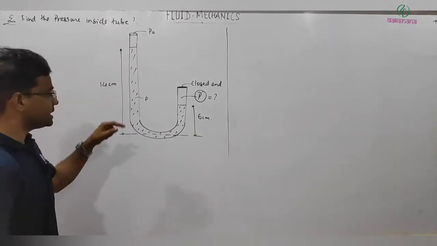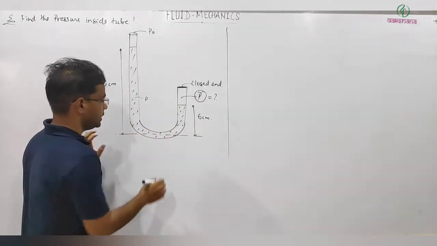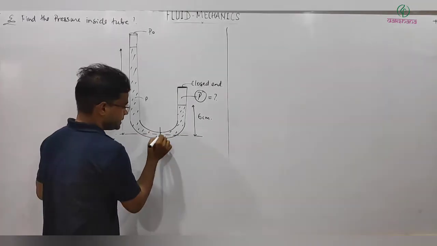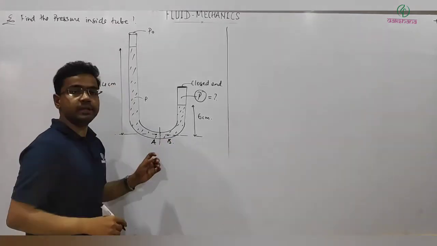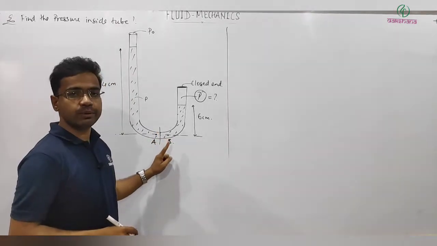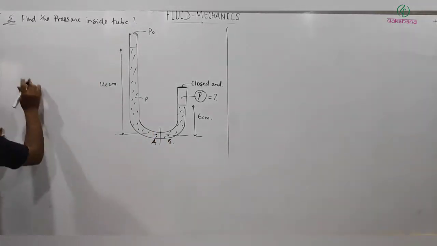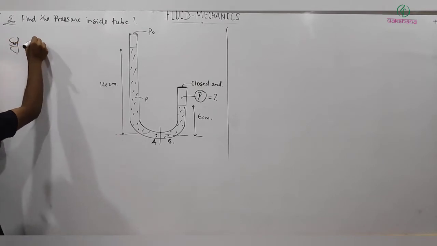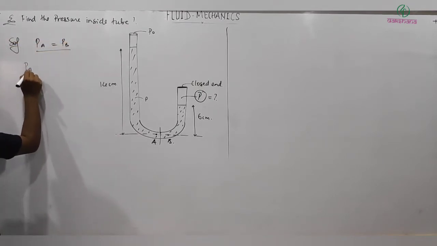The basic idea for calculating or finding pressure in this situation is we will consider 2 points which are at the same level. Let's say this is point A and this is point B. Then we know A and B are both at the same level in the same liquid, so pressure at point A must be equal to pressure at point B. So the approach is PA must be equal to PB.